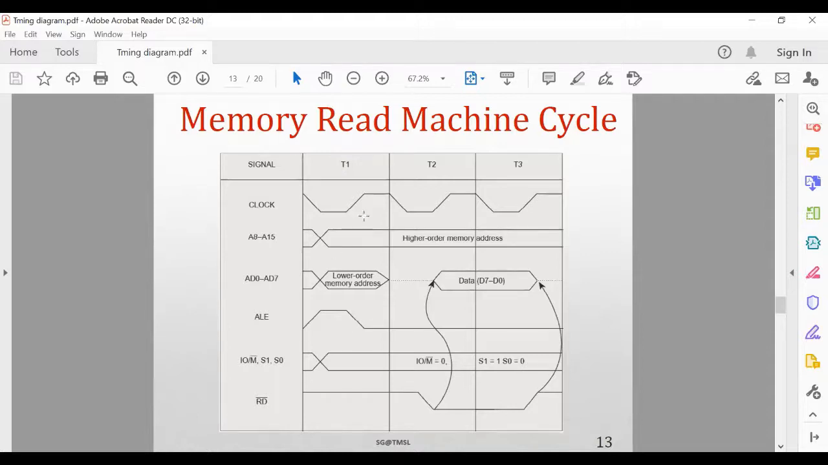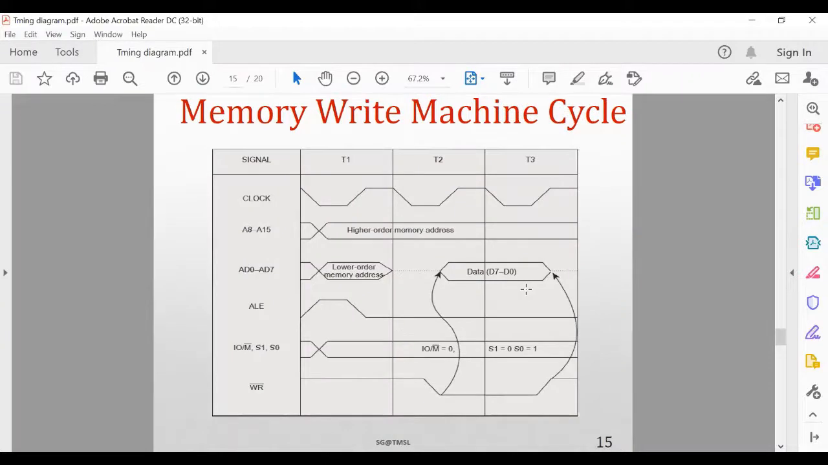Then after the T1 T state, for T2, when this ALE signal goes low, that means it is deactivated and is now ready to transfer the data, using this same line as the data bus. And when this read bar signal is activated, it reads the content from the memory location and sends it through the data bus, and it is stored inside a register as per your instruction execution. So this is the memory read machine cycle.